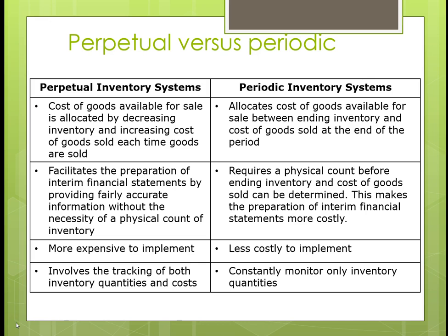Perpetual is more expensive because you have to use barcoding. Periodic is easiest, and it's used by small stores where they just go in and count how much they have left. Perpetual involves the tracking of both inventory quantities and costs. Under periodic, all we're going to look at is quantities.